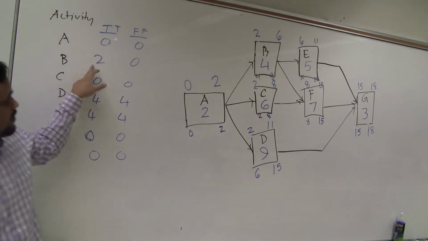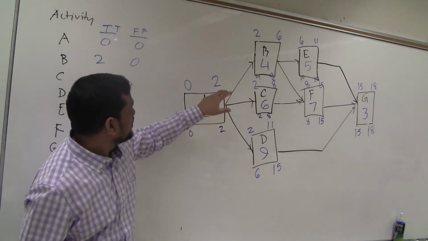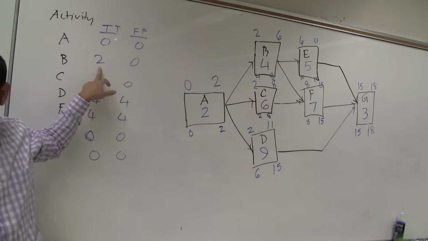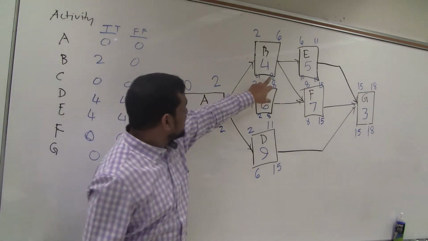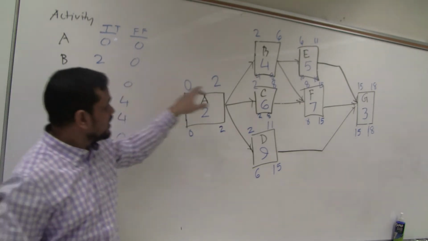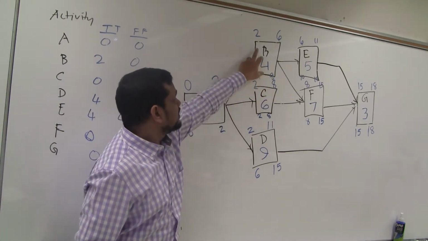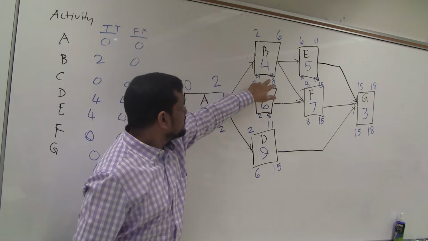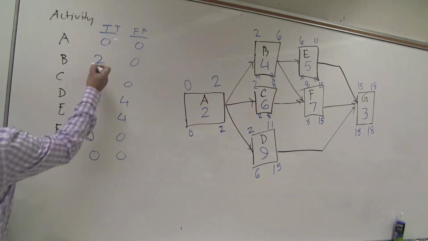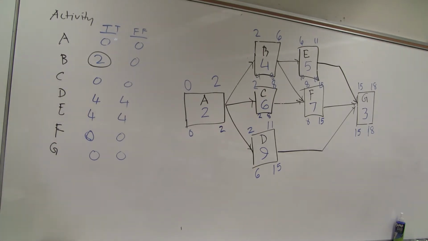B. Where is B? B here. So 4 minus 2 is 2, or 8 minus 6 is 2. Same 2. Or 8 minus 4 minus 2 diagonally. 8 minus 4 is 4, minus 2 is 2. So every time it is 2. So it is right. 2 is done.